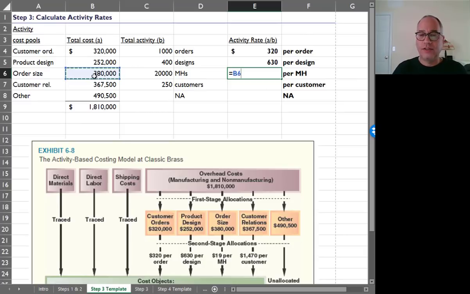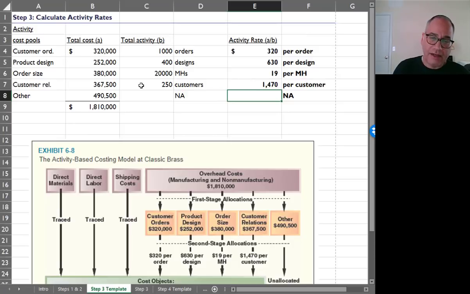Order size, total cost in this pool is $380,000, and we determined that this is based on machine hours. So each machine hour is going to cost $19 with respect to order size. Customer relations is per customer. So every customer we deem to cost $1,470, and other can't be allocated, so we're not even going to bother. So these four are going to be our allocation rates. And then we can look at any cost object, let's say a set of orders or something like that, a specific product, something, and it could be a lot of different things.